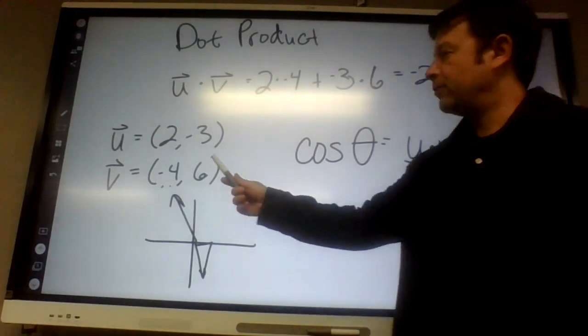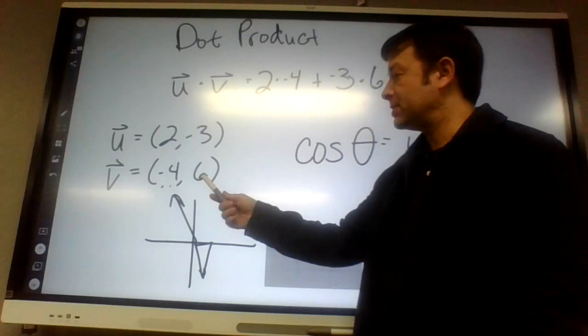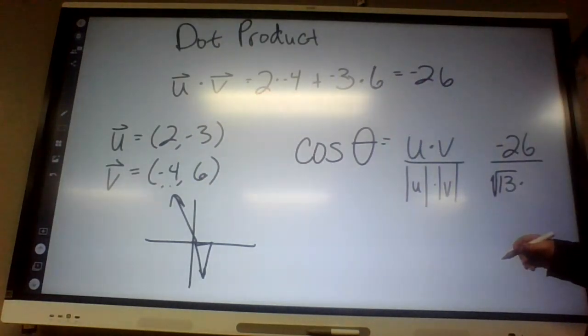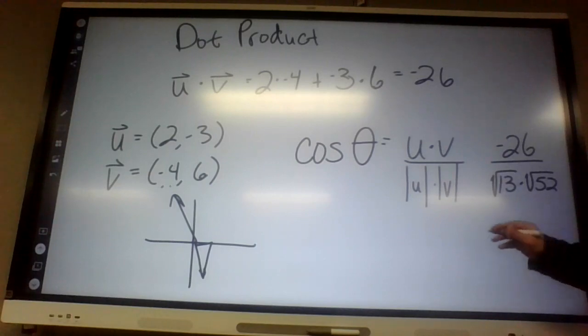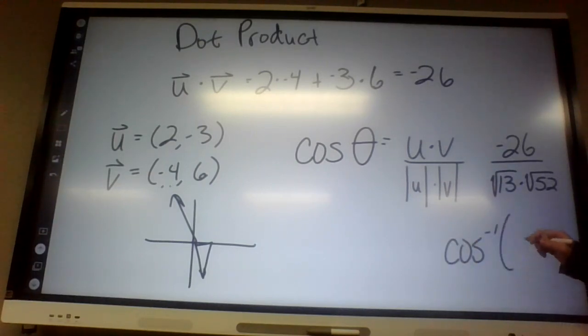And then for v, -4 squared is the same as 4 squared, right? 16 plus 36 is 52, square root of 52. Simplifies a little bit. It doesn't really matter if I simplify it though, because this is not the final answer. We're going to have to do cosine inverse of all that stuff to get the final answer.